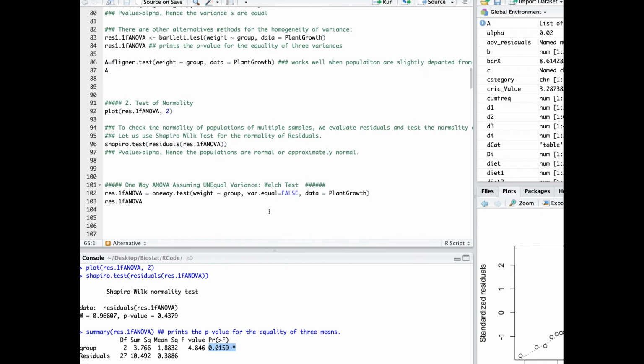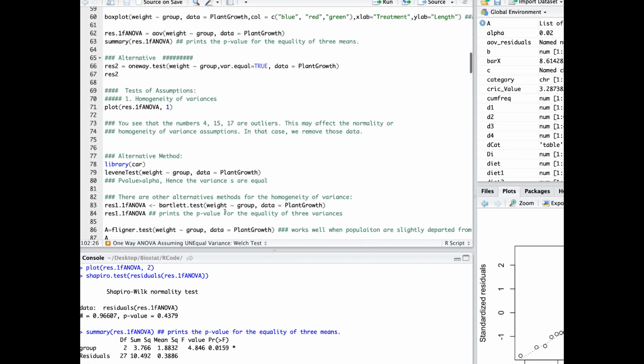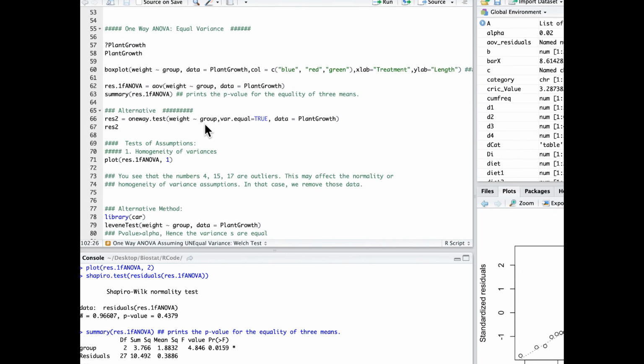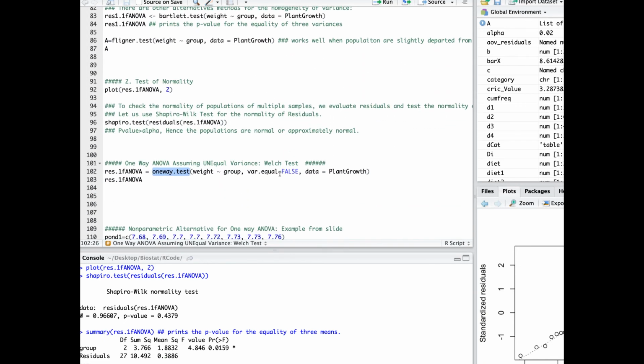We will talk about that in this slide too, but sometimes you will have the variance not equal. In that case you use the one way dot test. You remember that we had the alternative method of one way dot test there. Here we had assumed that variances are equal, but if the variances are not equal but the data is normal, then you can set var dot equal equals false and use exactly the same code, okay? So this is what you can do.